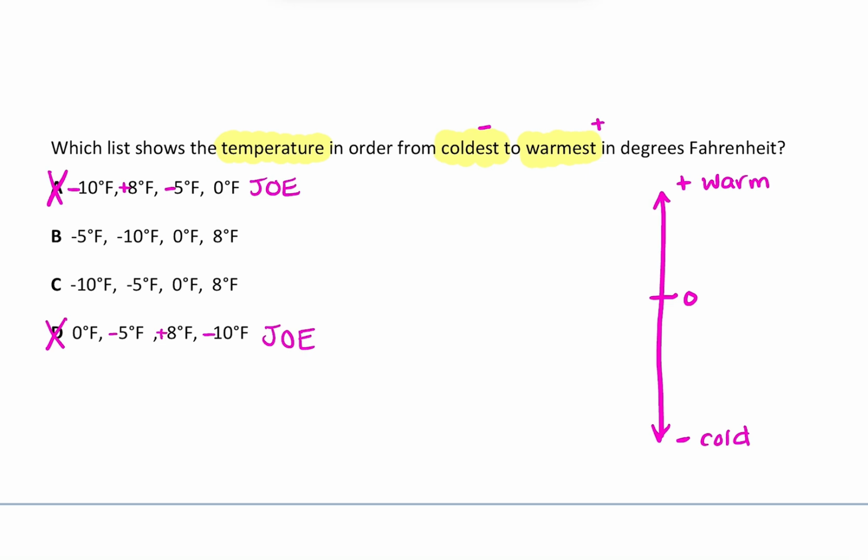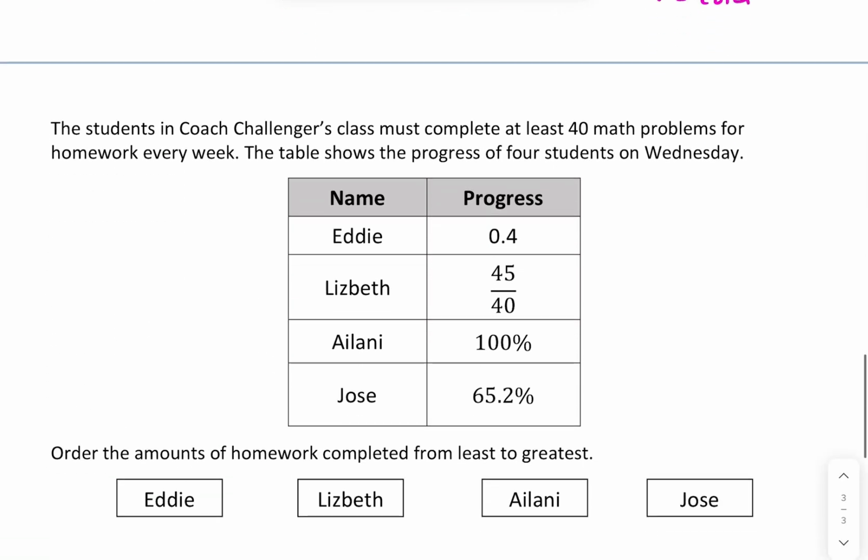Okay, now I really need you listening here. When it is cold outside, the colder the negative, the bigger the negative. So on the number line, -5 would be here, -10 would be even further down because -10 is colder than -5. So which one's the coldest? -10, so C is the correct answer, okay? The bigger the negative, the colder you are.